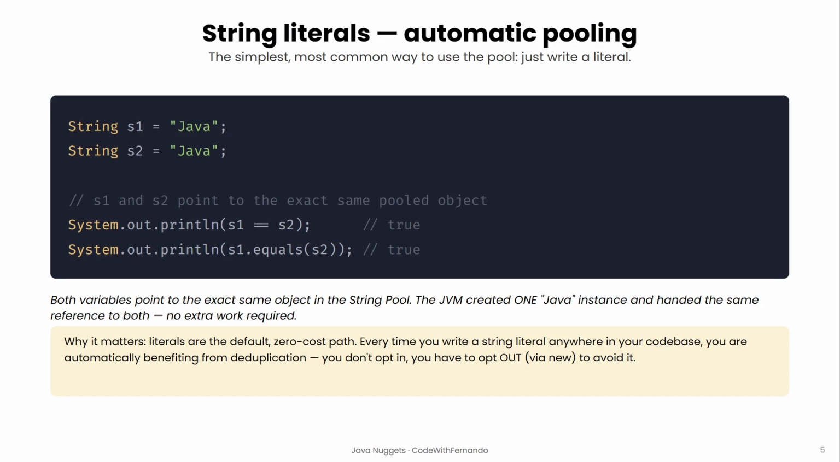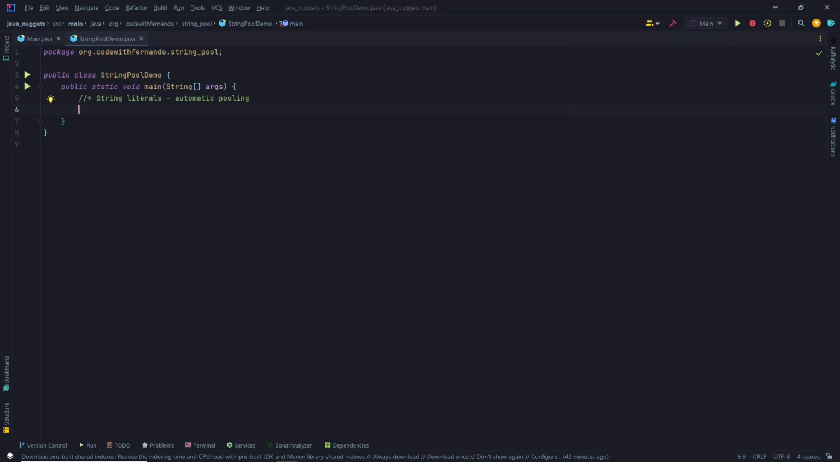So let's continue. String literals are automatically pooled. This is the simplest, most common way to use the pool. Okay, we see our example in here. We write a string literal called Java in s1 and s2. Okay, we're going to see this in code right now. So both variables point to the exact same object in the string pool. The JVM, the Java Virtual Machine, creates just one Java instance and hands the same reference to both. No extra work is required.